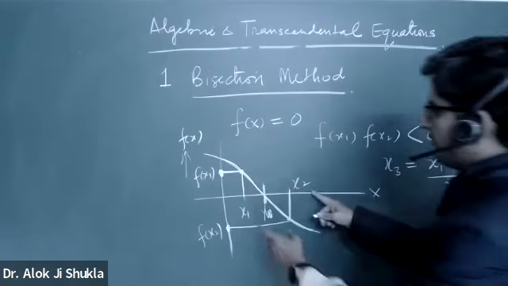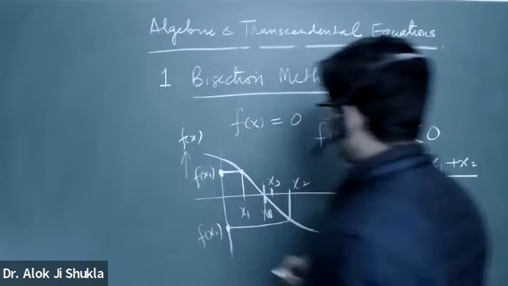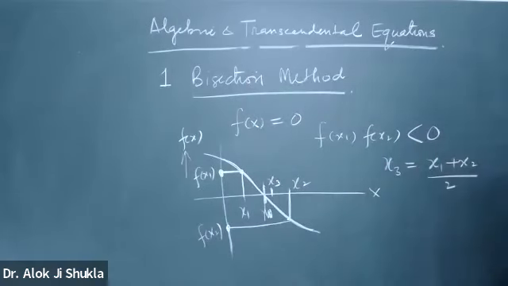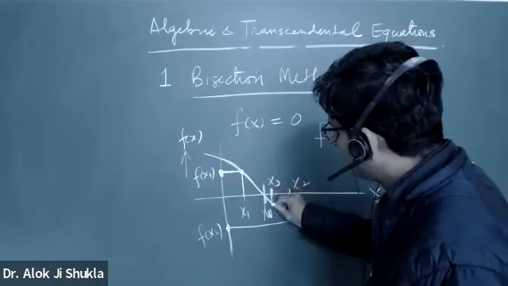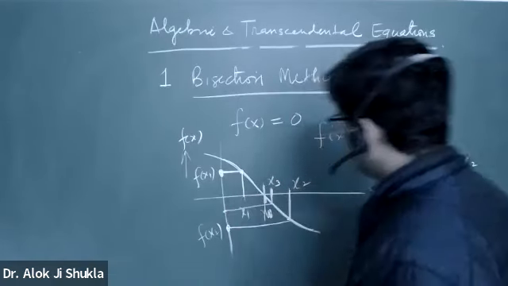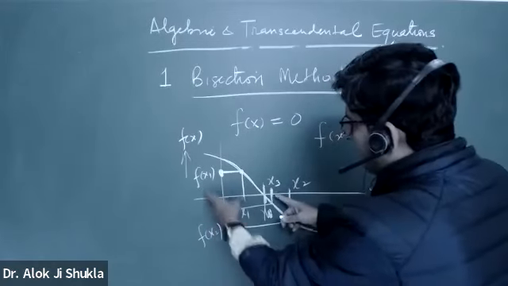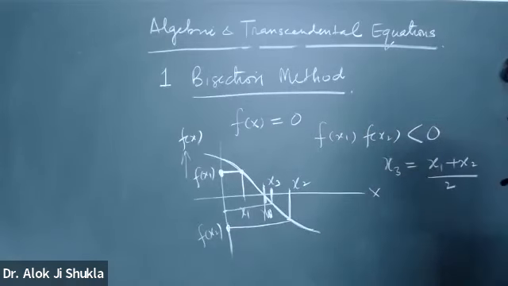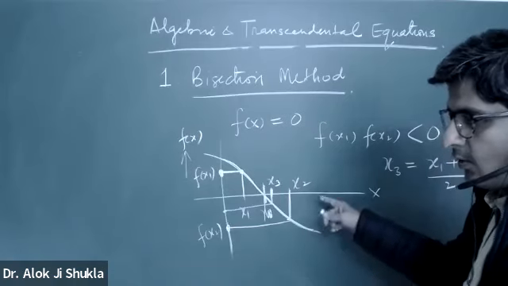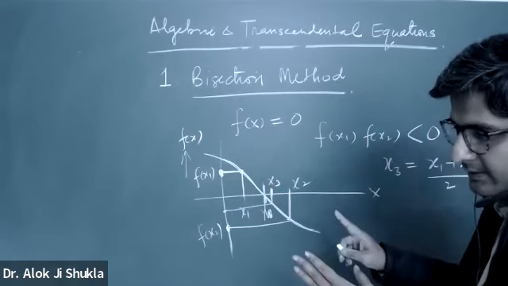So as soon as I do x1 plus x2 by 2, I will get a point x3 like this. Yes or no? Yes, sir. Then I will again get the value of the function at x3. Suppose it is this. So again, I will do the same thing: f(x1) and f(x3) is negative, or f(x3) and f(x2) is negative. I will check that. Whatever is negative, that means our point is in between that.